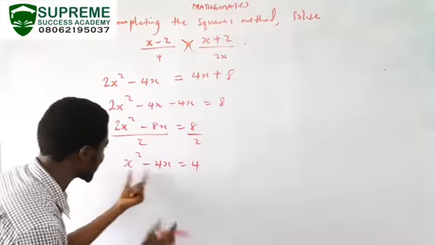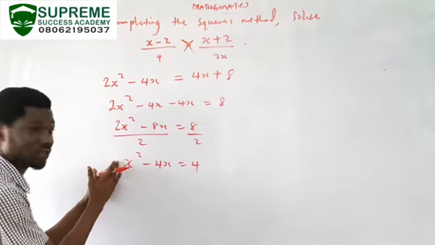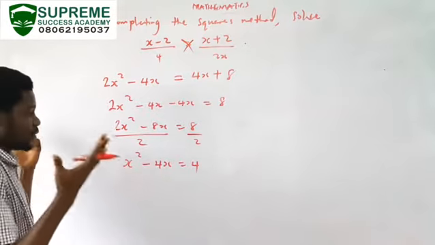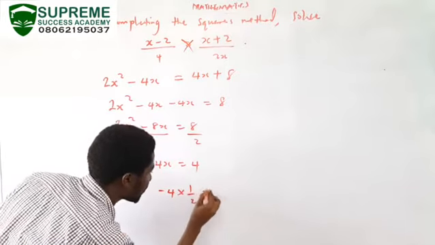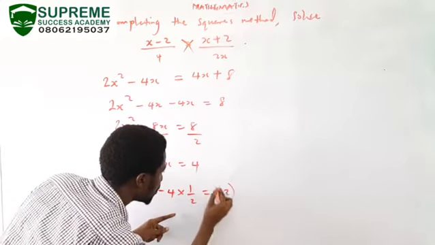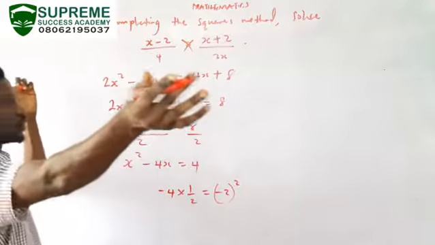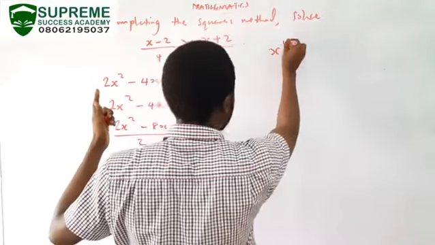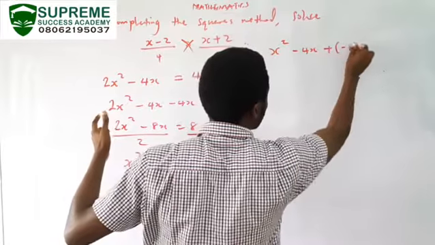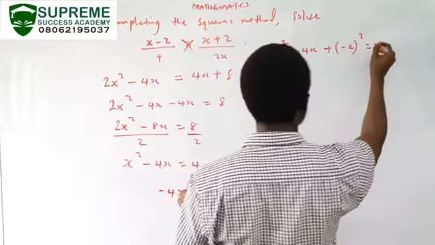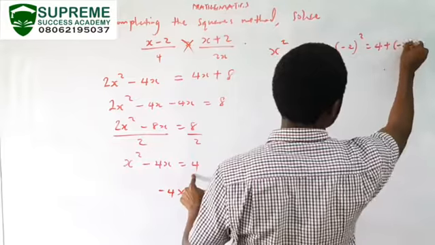Good. What's the next thing? Do you need to divide by the coefficient of x squared? No, because it's 1. So go. Pick the coefficient of x. What do you have? Minus 4. Multiply by half. What would that give us? Minus 2. Square the result and add it to both sides of the equation. So we now have x squared minus 4x plus (minus 2) all squared equals 4 plus (minus 2) all squared.